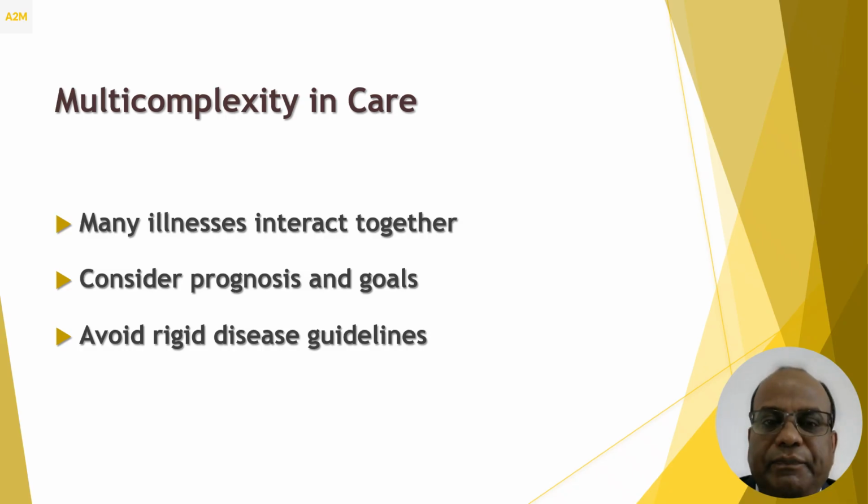For example, strict diabetes control may cause low blood sugar, which can cause falls. Treating high blood pressure too much may cause dizziness. Giving strong pain medicines may cause confusion. This is why we must balance every decision. We should avoid rigid rules and instead use a gentle, flexible plan.